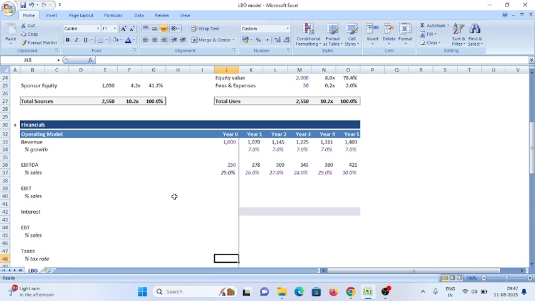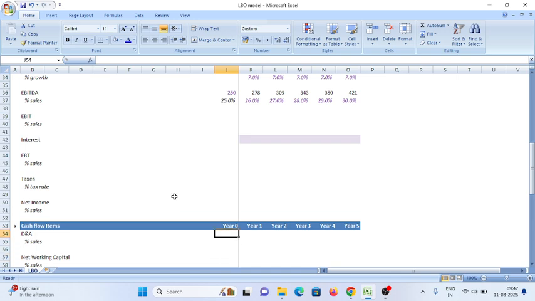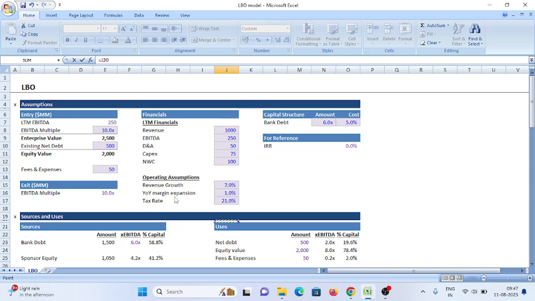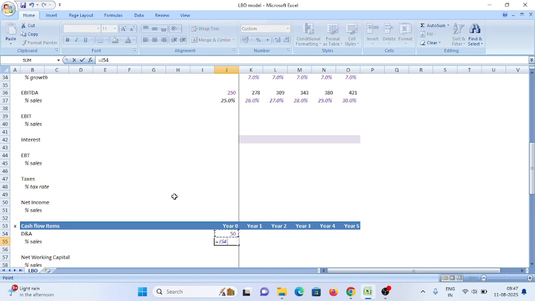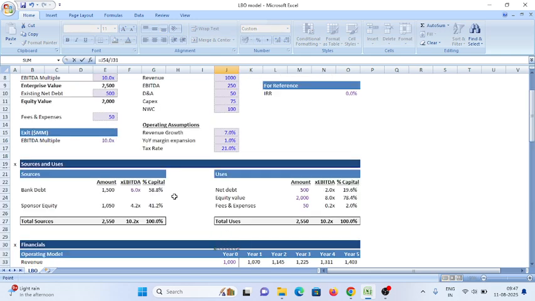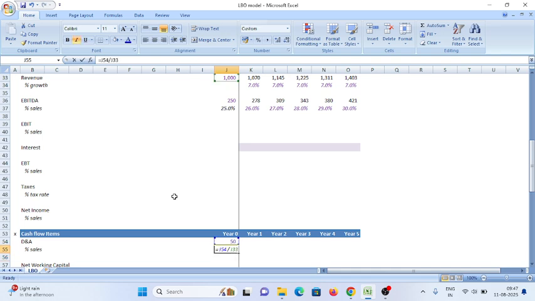So we have D&A in cash flow. You can finish calculating projecting D&A here. Link it to the D&A number for the current year. You can calculate it as percent of revenue. Just anchor this.